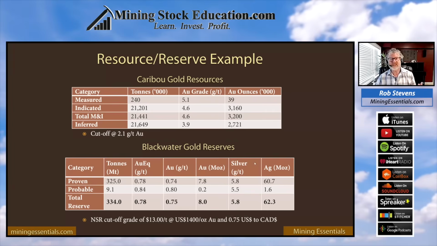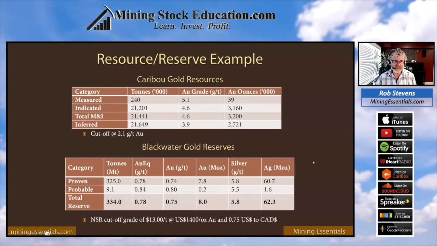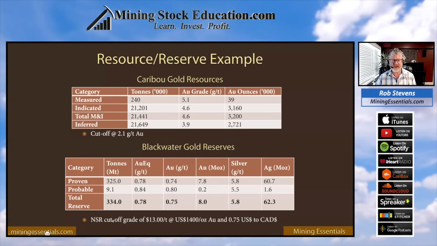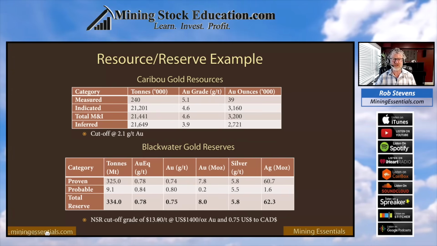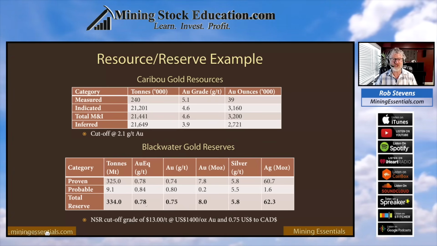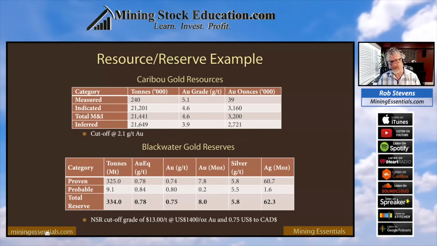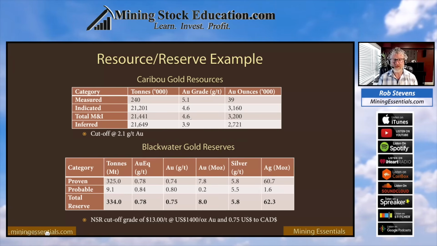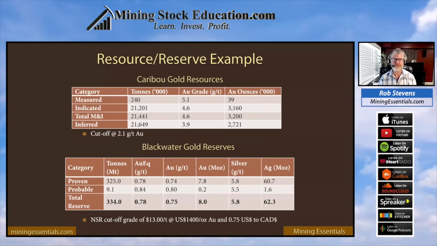Now, one of the things that I don't like as much about the NSR cutoff is it doesn't make it so easy for me to compare the cutoff with the grade of the deposit, because the cutoff is $13 per ton, but the grade of the deposit is 0.78 grams per ton. So I'm not sure how those two variables relate. They're not as directly related as here, where we had 2.1 grams per ton and a grade of 4.6. So that's a little bit of a downside for investors to do that quick comparison, because they're different parameters. One's dollars per ton and the other's grams per ton.